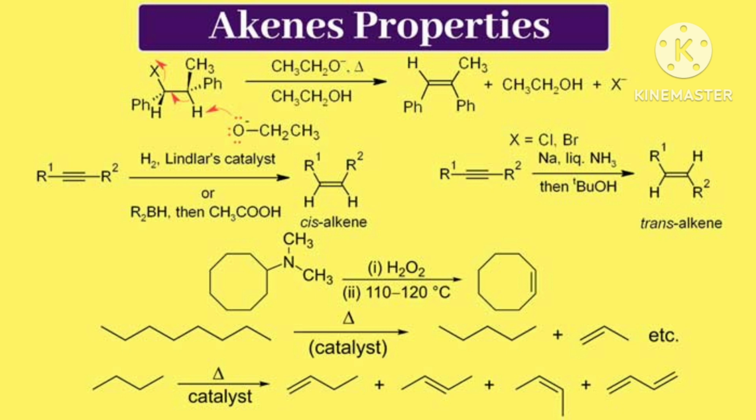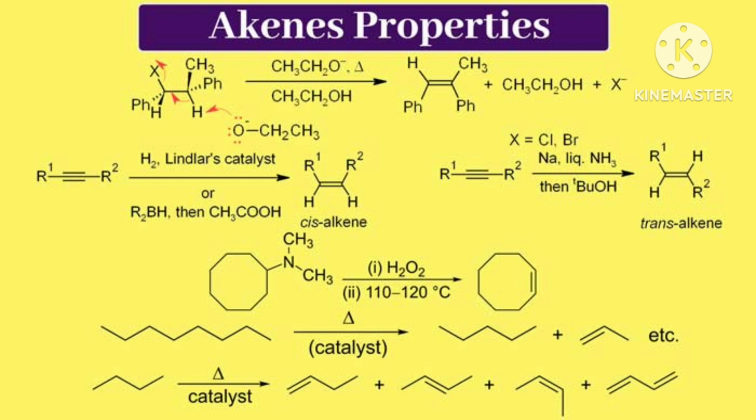The reddish orange color of bromine solution. Actually, bromine has a reddish brown color, a liquid, don't forget. The reddish orange color of bromine solution in carbon tetrachloride is discharged when bromine adds to an unsaturation site. Here you have to understand, the bromine color is reddish brown, and it dissolves in carbon tetrachloride, so its bromine solution will be in CCl4.